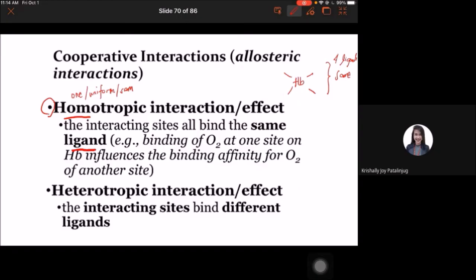So halimbawa, yung leader would be oxygen. Therefore, the binding of oxygen at one site on hemoglobin will also influence the binding affinity of the rest of the oxygen towards the other remaining sites of hemoglobin. Kumbaga, kung ano yung modulator na nagbind sa unang interacting site ng hemoglobin, yung remaining three ligands na magbabind are the same as the modulator. The same sa leader. So, homo, the same.